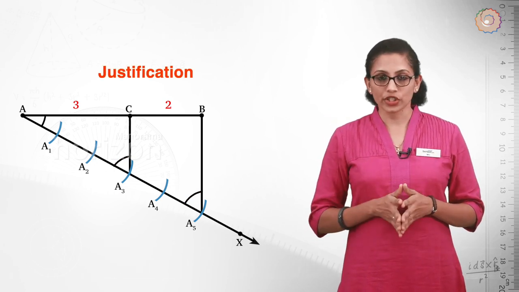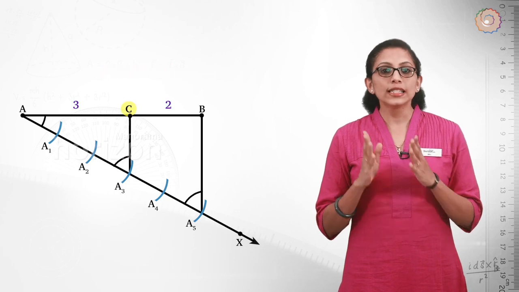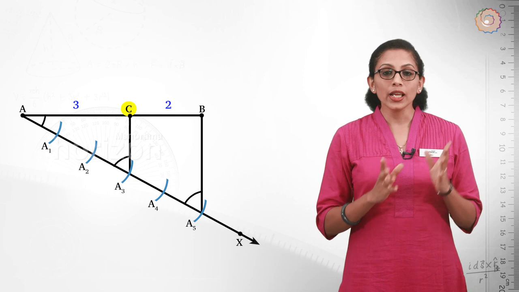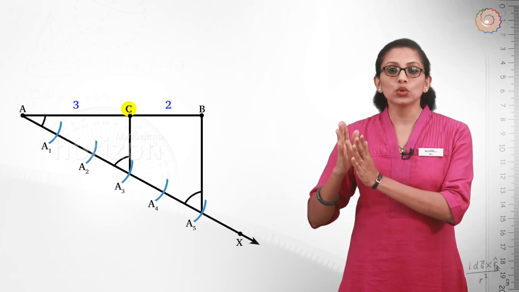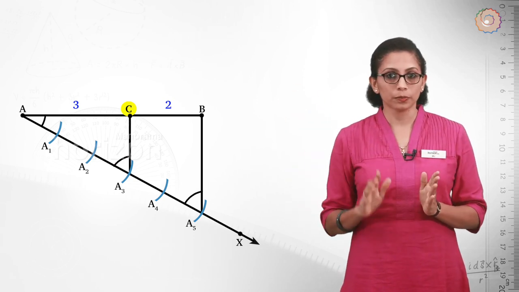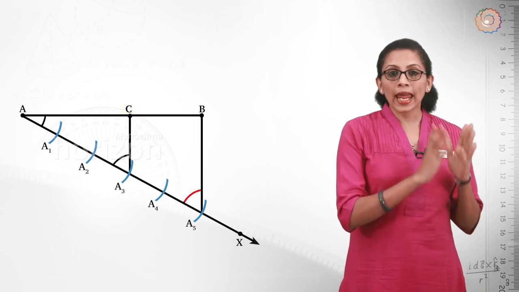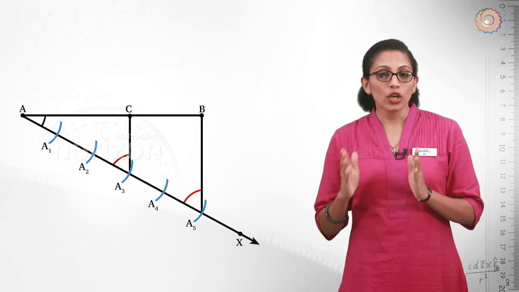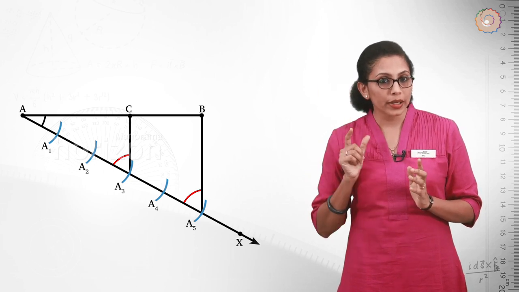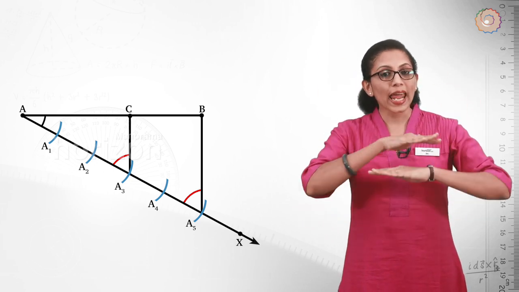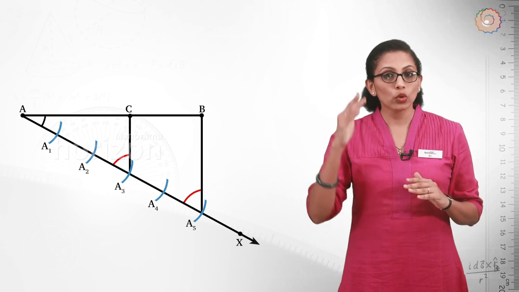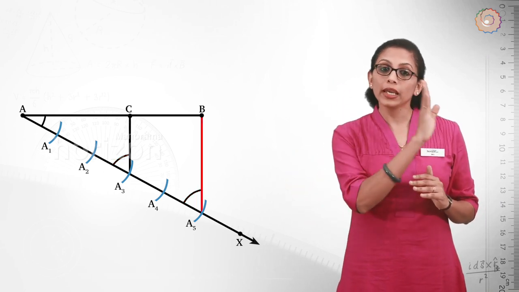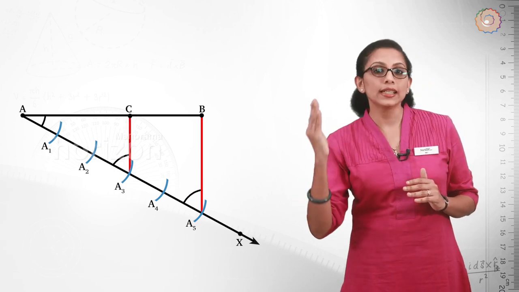Let's see the justification. We need to prove C divides AB in the ratio 3:2. That is, mathematically, AC:CB is equal to 3:2. Refer to the figure. Since angle AA5B is equal to angle AA3C, for lines A5B and A3C with AX as the transversal, we know the corresponding angles are equal. Therefore, A5B is parallel to A3C.